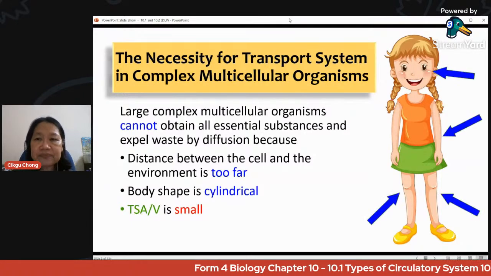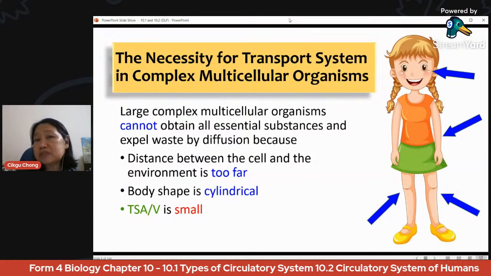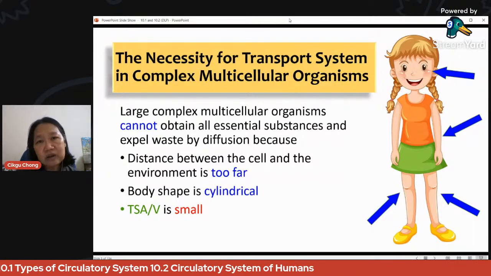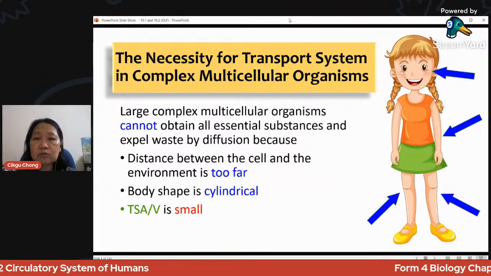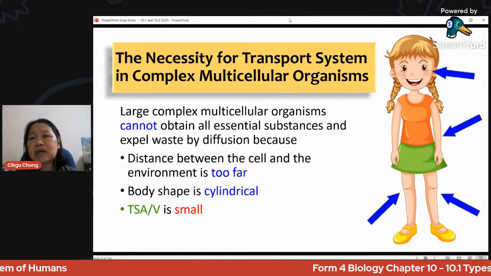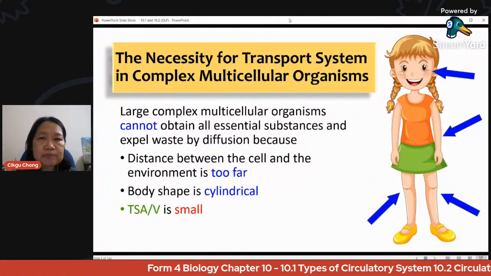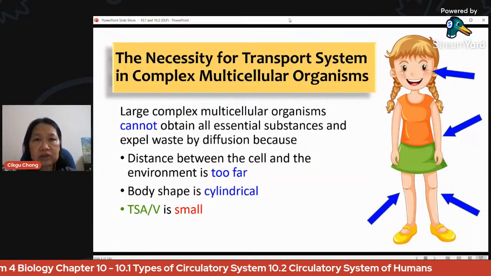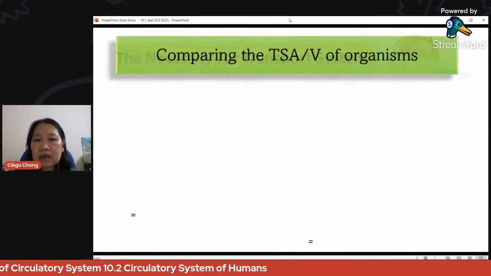Let's look at this. So we cannot rely on the skin just to have the substances move into the cells, into the middle part of the body, and also remove all the unnecessary substances, like the waste product, through the skin. We can't just carry out diffusion through the surface. We have to have specialized tubes to bring in the oxygen and also to carry all these substances around in the body. Let's look at this simple simulation.